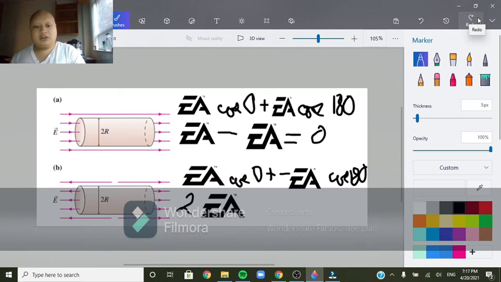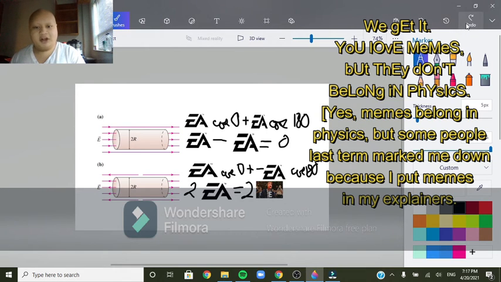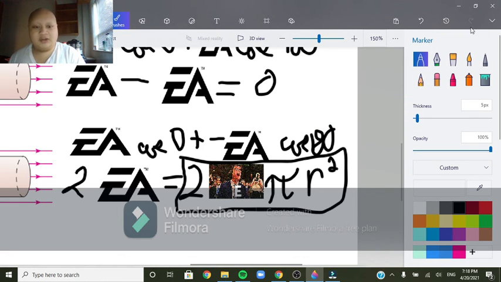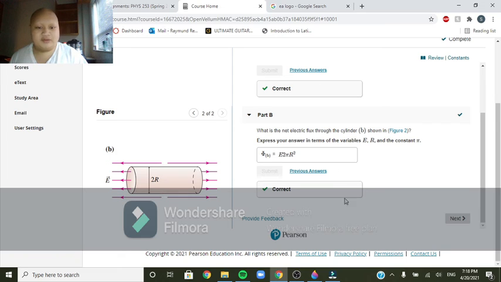The area of a circle is pi r squared. So your answer should be two times the electric field times pi r, but actually pi r squared. That should be your answer for part B, except in Mastering Physics, the r is capital. Anyways, that's your answer for part B. I know I should have put the phi.